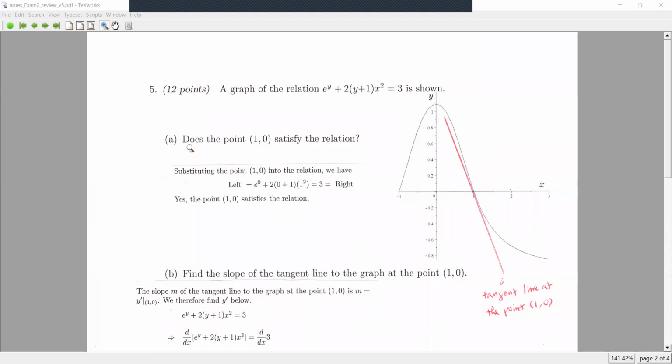Part A. Does the point (1, 0) satisfy the relation? Plug the point into the relation. Then it is easy to see that the left side is equal to the right side. Therefore, the point satisfies the relation. Therefore, this point is on the graph of the relation.